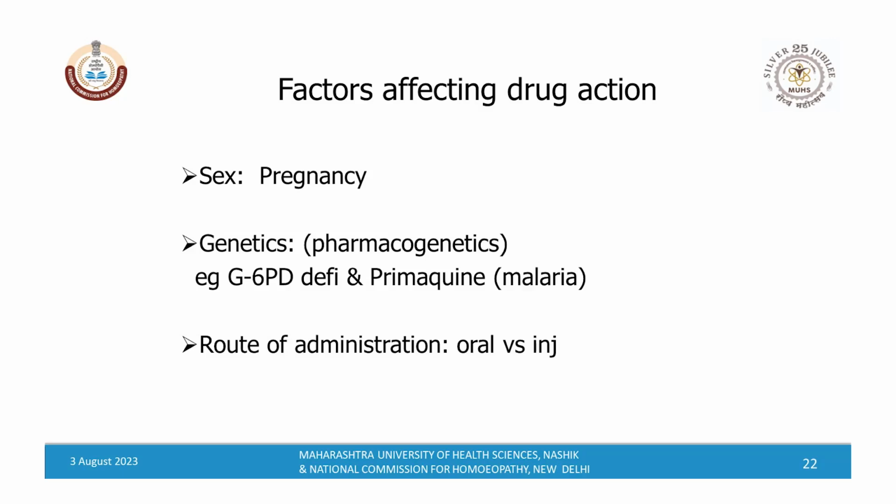We know that the drug can be given by different routes to a patient, and that could also have an effect on the drug action. For example, usually a drug given by injection would act faster than the same drug given orally. Also, it needs a reduced dose of the drug to produce the action when given by injection compared to the oral route. So the route of administration of the drug can also have an effect on the activity or action of the drug.